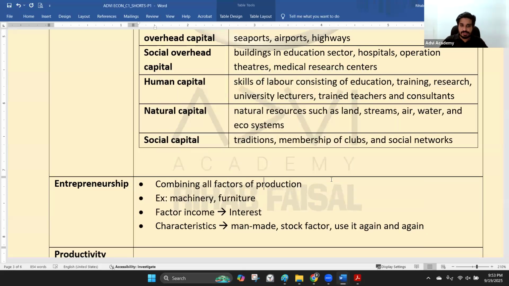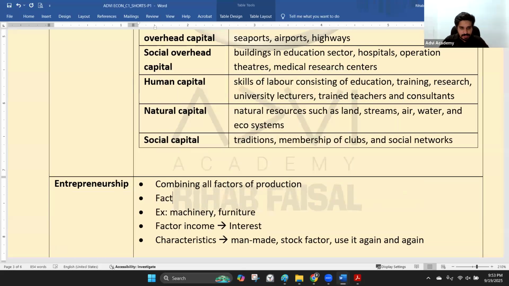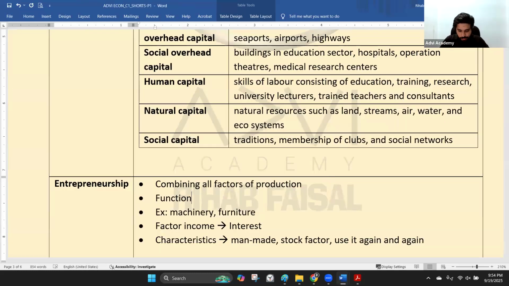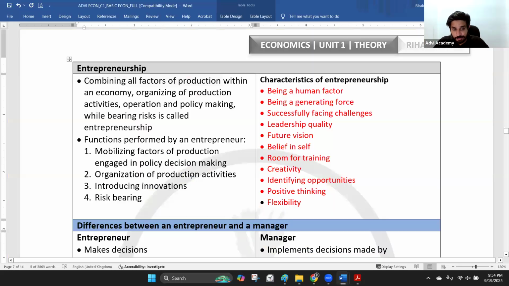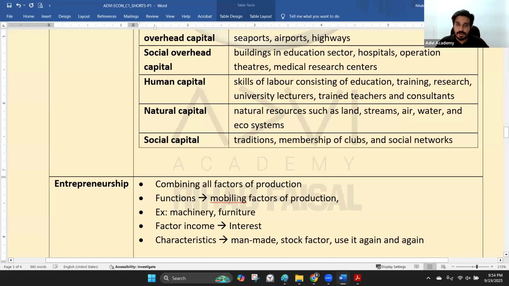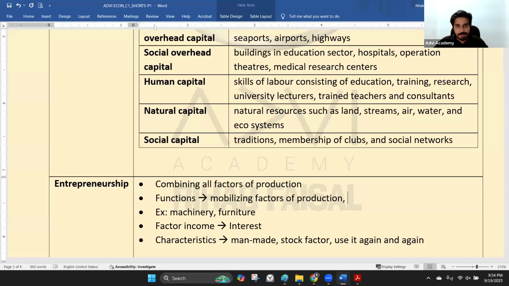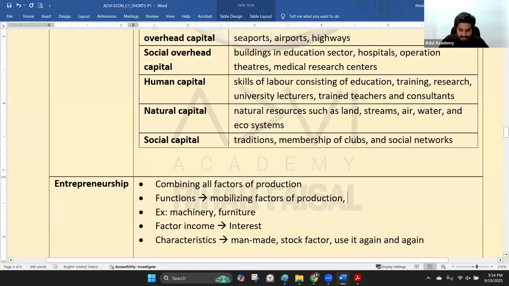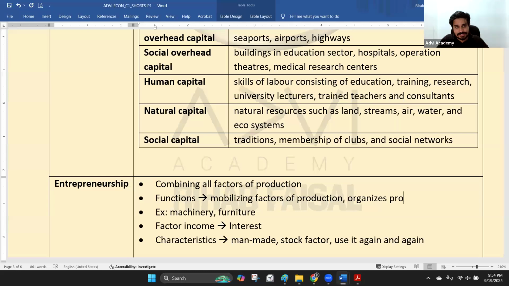In terms of the functions, there are 4 main functions that you have to write. You have to remember this, by the way. One is mobilizing the factors of production, that is, collecting the factors of production. An entrepreneur is the one who collects the land, the labor, the capital, all of it. So they are the ones who mobilize it, and they also organize the production activities.